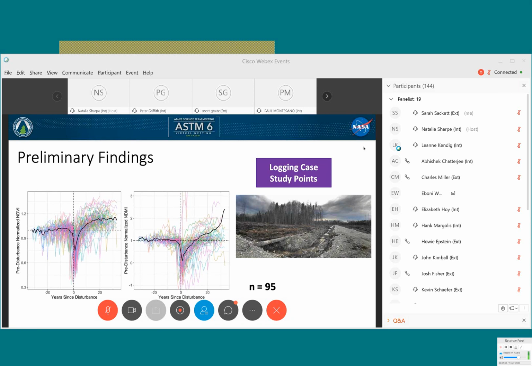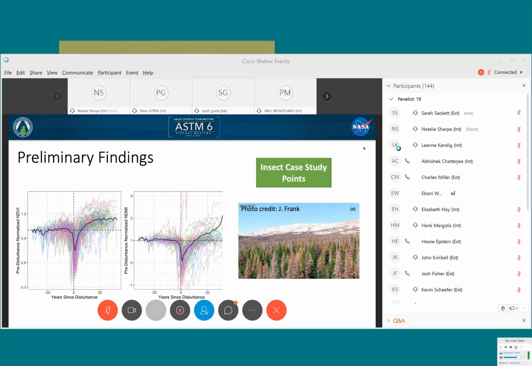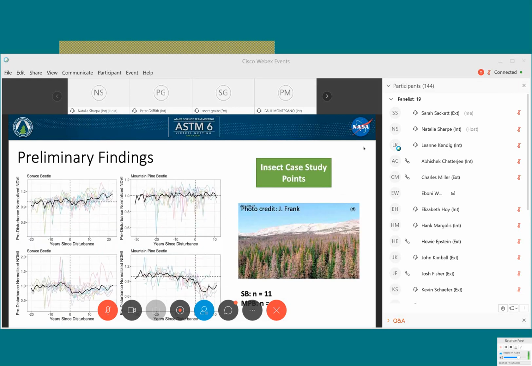Next. And finally, we have a number of locations from Elizabeth Campbell over areas that experienced spruce and mountain pine beetle outbreaks. The top two graphs show the NDVI progression, which doesn't really show much change, with even an increase in NDVI in the spruce beetle plot on the left. On the bottom, we can see the NDMI progression, which shows a decline before and right after the outbreak.